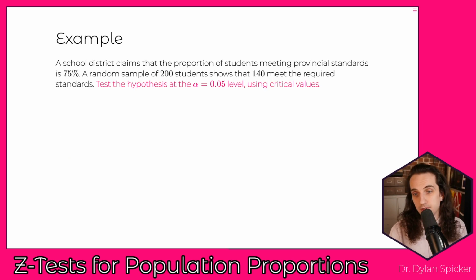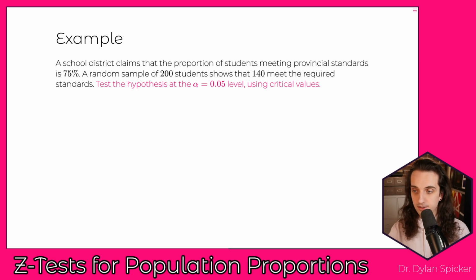In this next example here, we have a school district that's claiming that the proportion of students meeting provincial standards is 75%. We take a random sample of 200 students and find that of those 200, 140 met the standards. We want to test the hypothesis at 0.05, and we want to use critical values in this case.